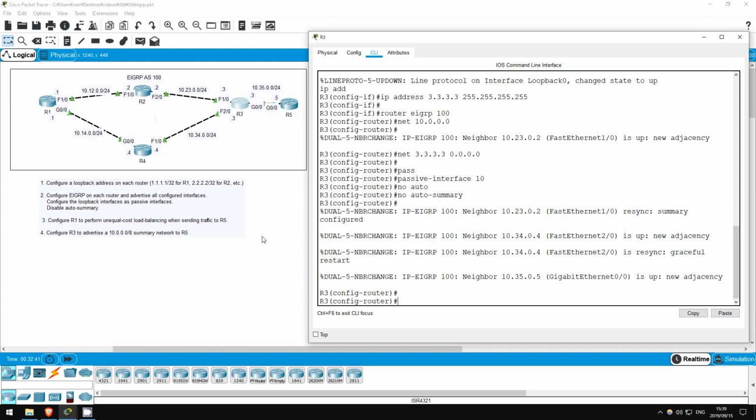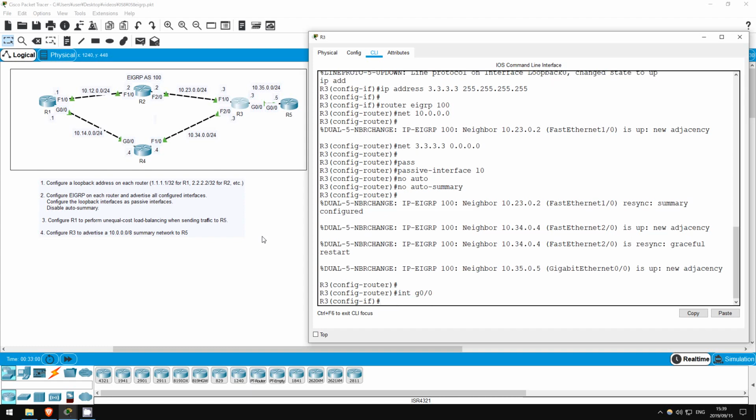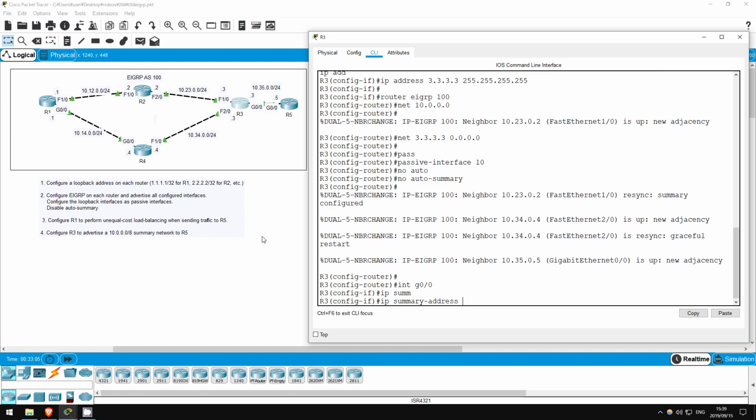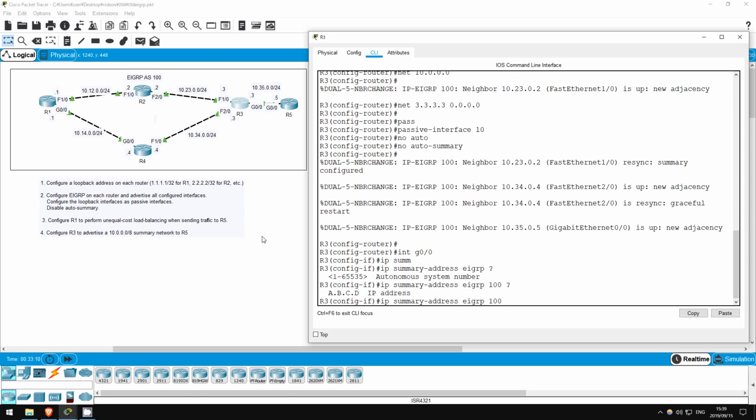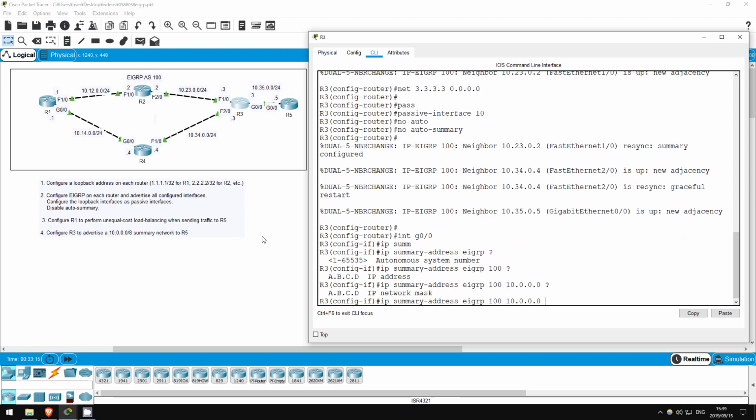To configure a summary route in EIGRP, we configure it at the interface level, unlike in OSPF, where we configure it at OSPF configuration mode. In this case, we'll configure it on the G0/0 interface, the one facing R5. Interface G0/0. This is the command. ip summary-address eigrp, followed by the AS number, 100, then the network address, 10.0.0.0, followed by the mask.